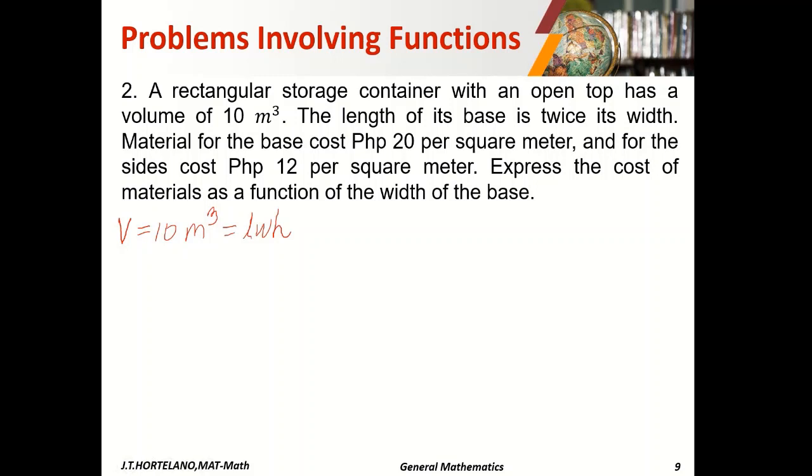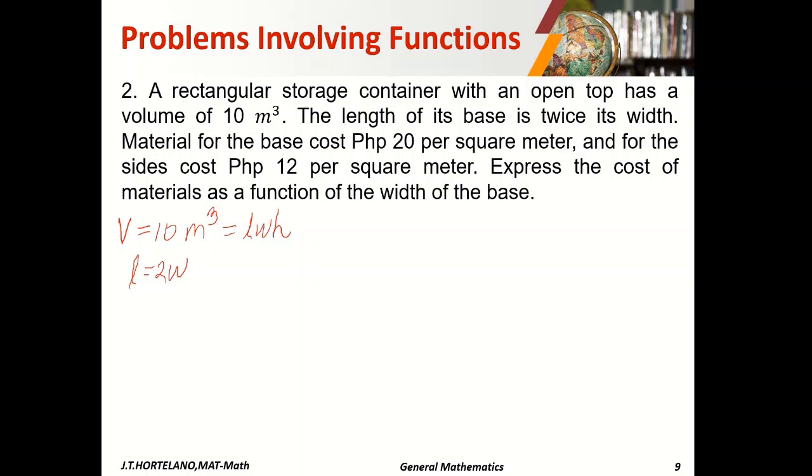Now the length of its base is twice its width, so how do we write that? Yung length daw ay twice ng width. Okay, so we have length L is equal to 2W, twice the width daw eh.